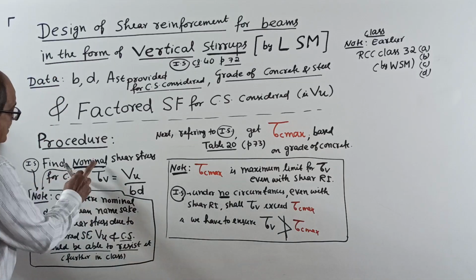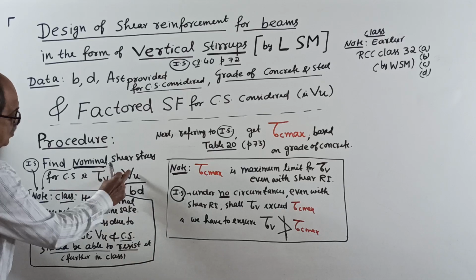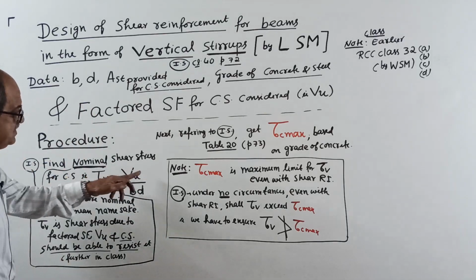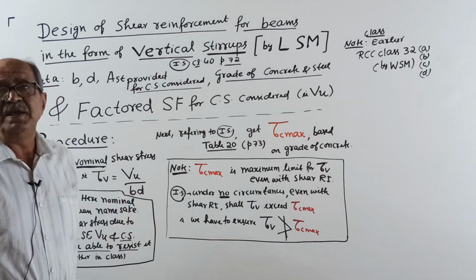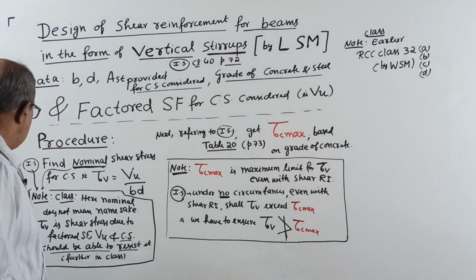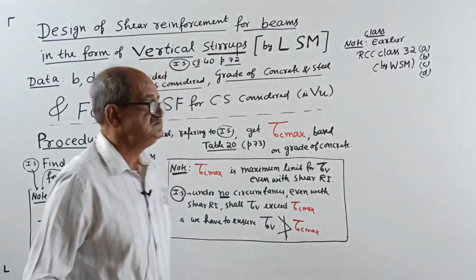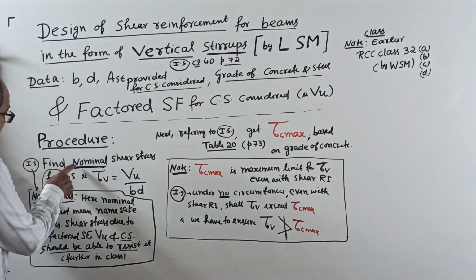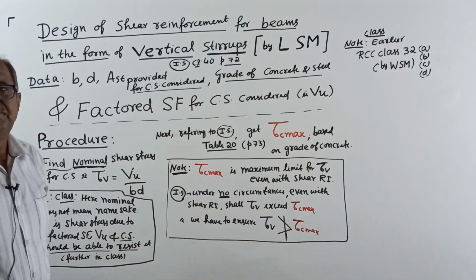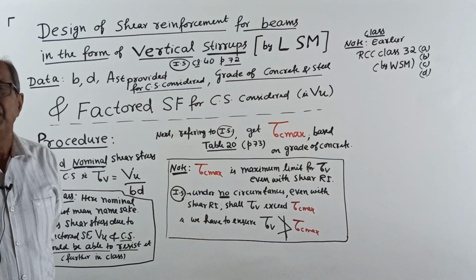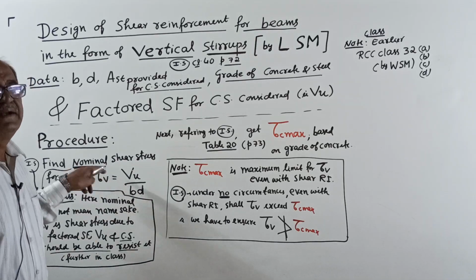First find the nominal shear stress for the cross section, that is tau V equal to VU by BD. Shear force VU divided by B into D, force by area. Now, one important concept I told, in working stress also I told. IS code used the word nominal. I don't agree with them. Anyway, I won't pass any bad comment. But this word is not correct, I feel.